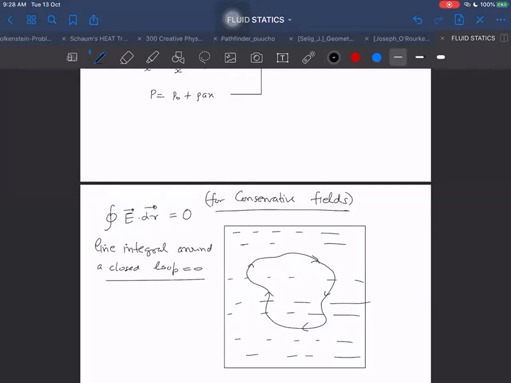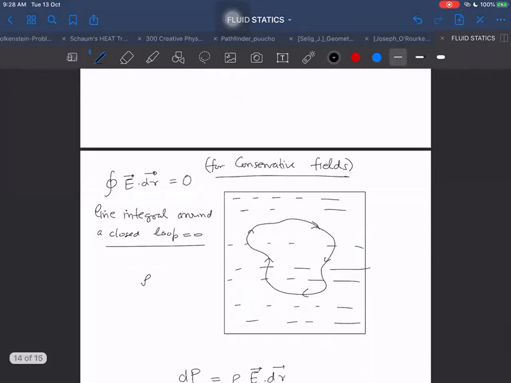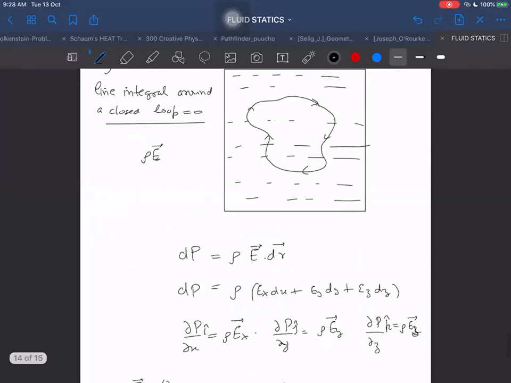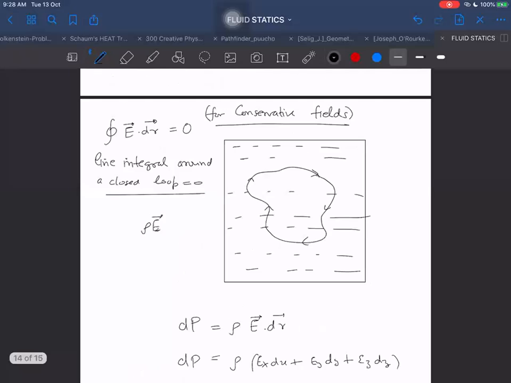Then I can say similarly, because rho into E gives me 0, rho into E dot dr. If I multiply by rho into E dot dr, that is also 0, because rho multiplied by 0, nothing happens. It also changes to 0 only. But this will be dP also, because dP is equal to rho into E into dr. See here. Then dP in a closed loop will be 0.